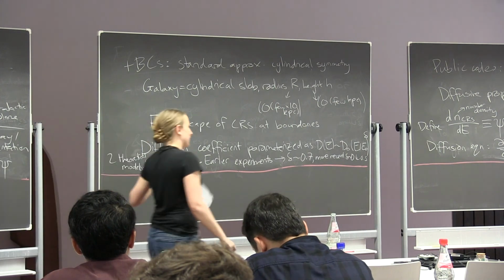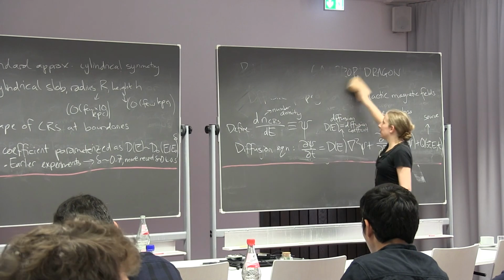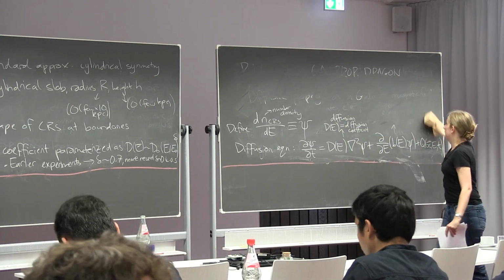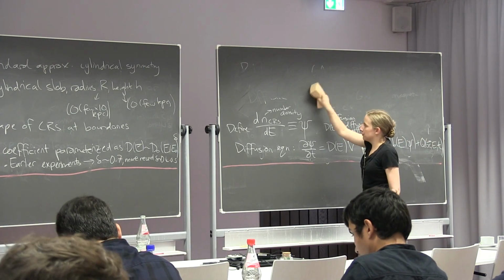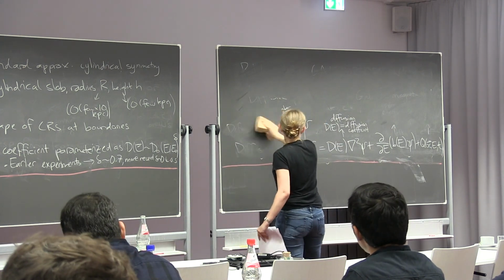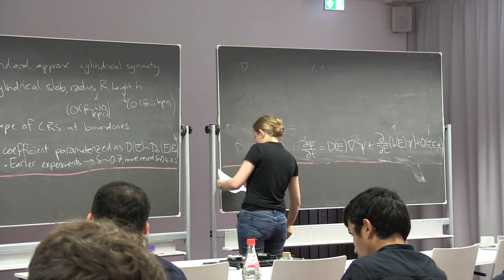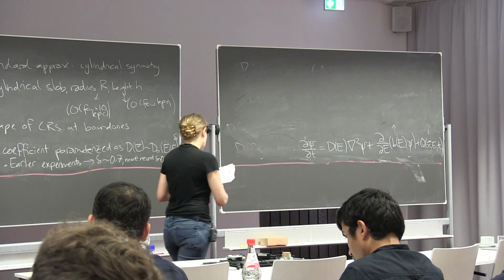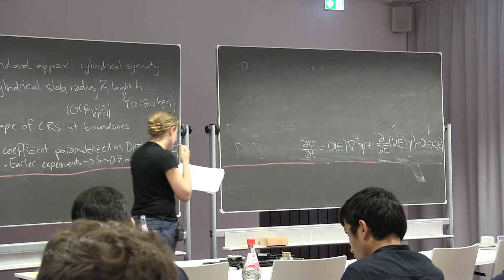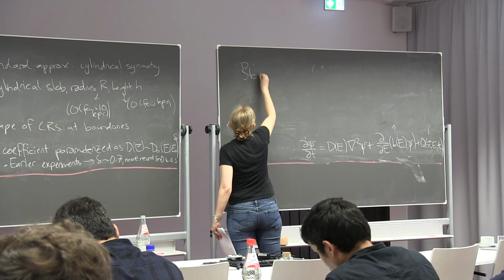So far, this is not the back of the envelope bit. That was the standard approximations that are made in attempting to calculate these cosmic rays. Now we're going to do the back of the envelope bit. Okay, so let's look at the steady state solution to this problem.